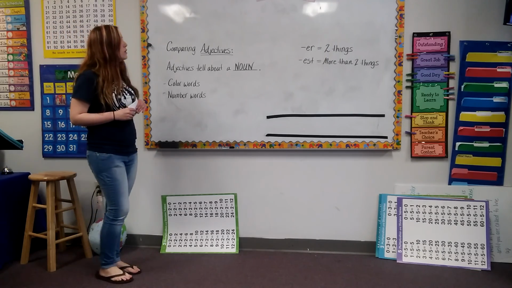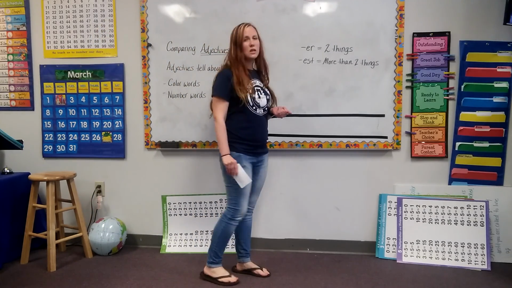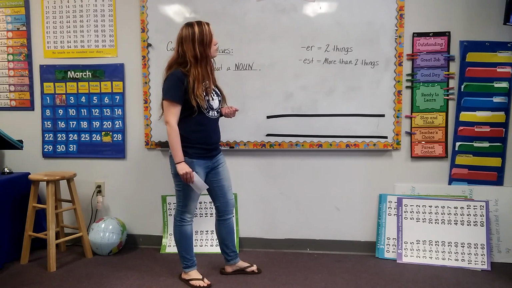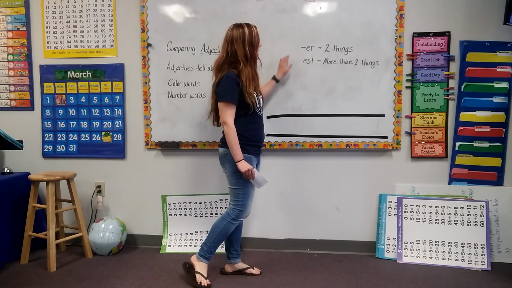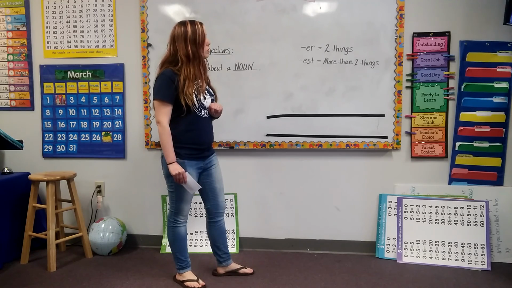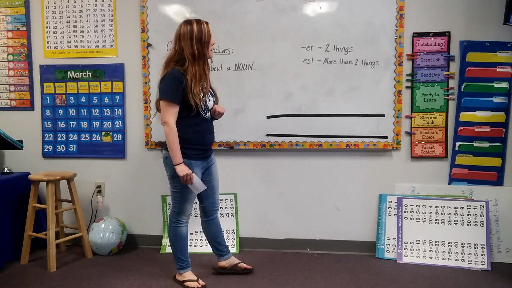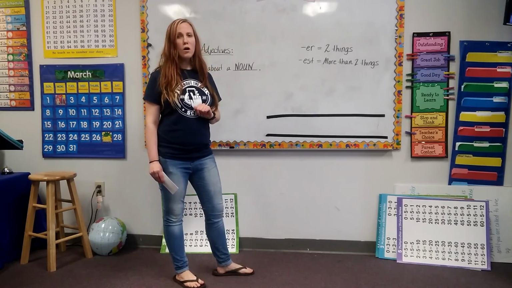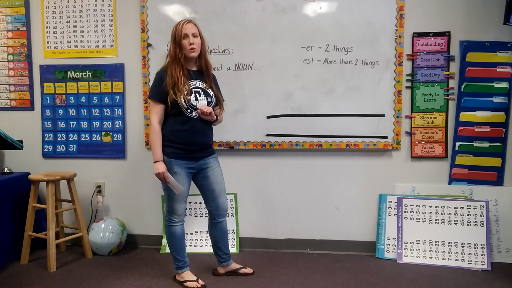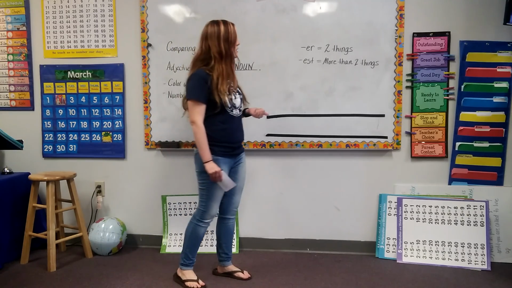Now, let's go back to comparing adjectives. When you are trying to compare people, places, or things, you use ER and EST on the end of your adjective. The way you know which one to use is by how many things you are comparing. You use ER when you're comparing two things, and you use EST when you're comparing more than two things. So it could be three or it can be more.